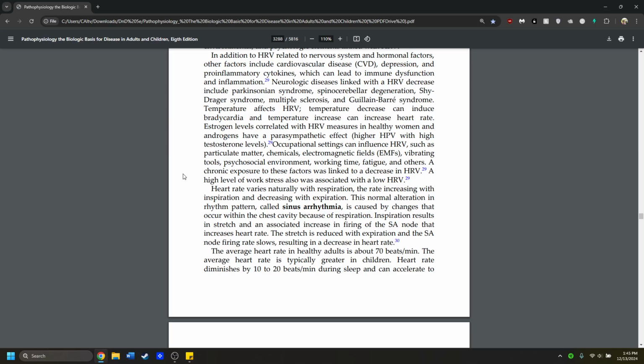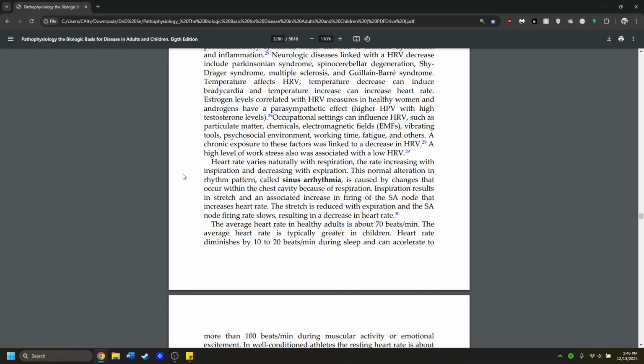Estrogen levels correlated with HRV measures in healthy women, and androgens have a parasympathetic effect. High HRV was seen with high testosterone levels. Occupational settings can influence HRV, such as particulate matter, chemicals, electromagnetic fields, vibrating tools, psychosocial environment, working time, fatigue, and others. Chronic exposure to these factors was linked to a decrease in HRV. A high level of work stress was also associated with a low HRV.